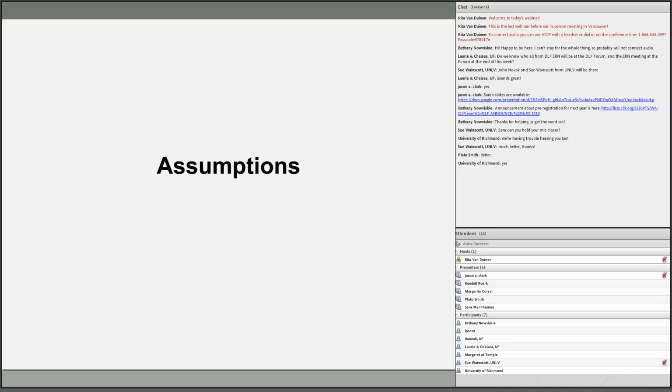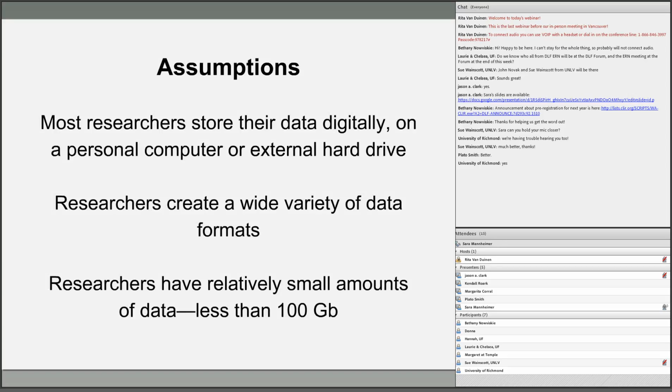So before sending the survey, we had a few assumptions about the data on campus. We thought that most researchers would store their data digitally on a personal computer or a hard drive. We thought researchers would create a wide variety of data formats and that researchers would have pretty small amounts of data. We were thinking probably less than 100 gigs.